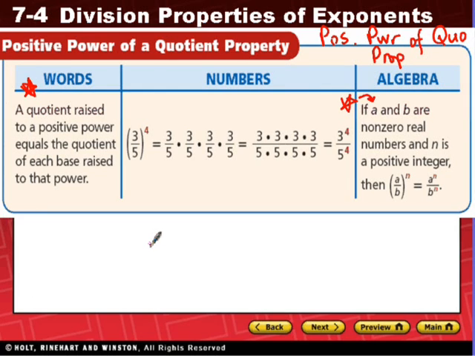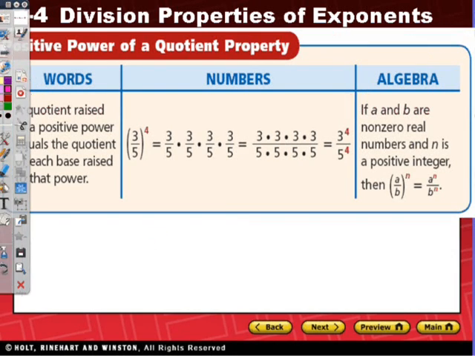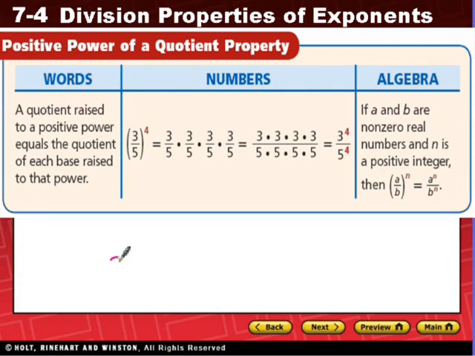The words are kind of long. A quotient raised to a positive power, and it does matter that it's positive, because there is a separate rule for when it's negative. A quotient raised to a positive power equals the quotient of each base raised to that power. Algebraically, it's (a over b) to the n power equals a to the n over b to the n. And you've got that numeric example there.